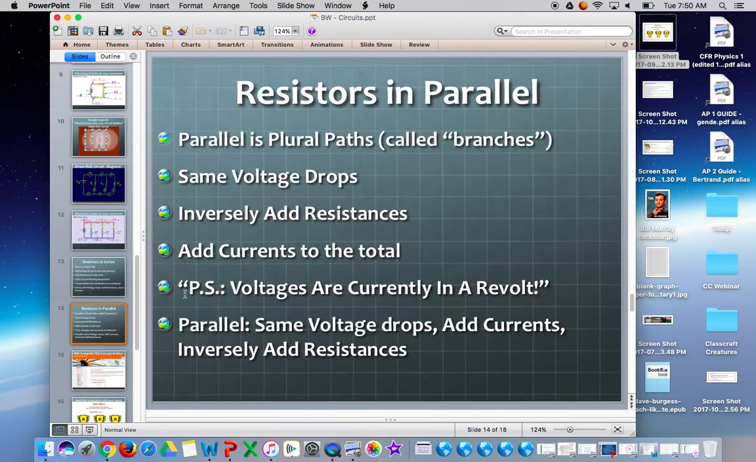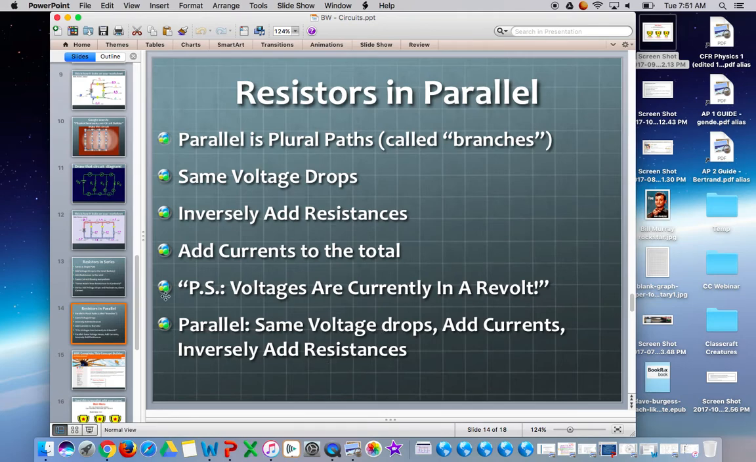So here's my memory device for parallel. PS, voltages are currently in a revolt. And that goes together with P for parallel, S for same, voltages or voltage drops, R for add, currently is currents, and NA is inversely add, revolt resistances.